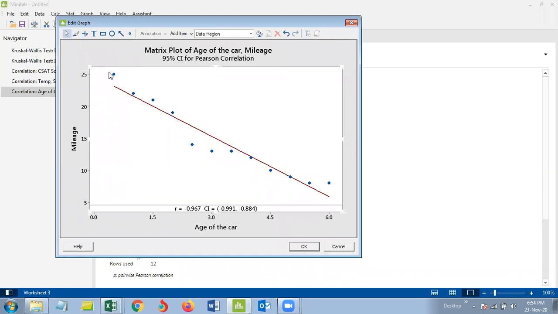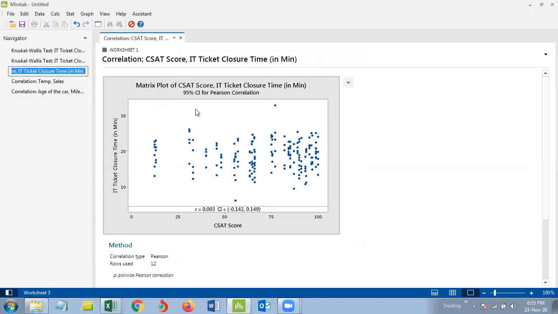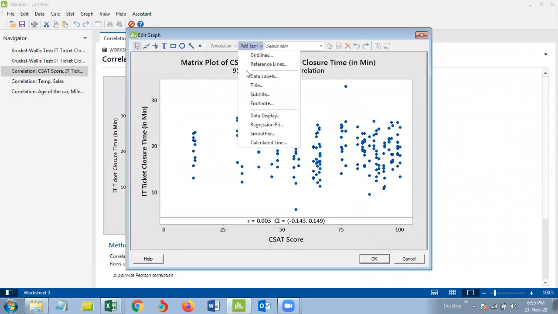So when the car age was less, it was giving high mileage. As the car got older, it gave me lesser mileage. If my X increases, it reduces my Y significantly. So that's how the correlation works. You can get something like this, or you can get something like this, which is a flat line, pretty much no relation.